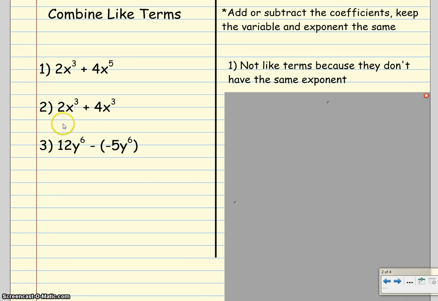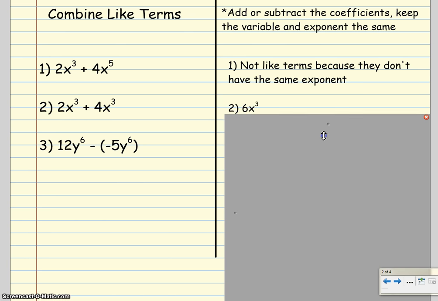Problem number 2, 2x to the third plus 4x to the third. These are like terms. They have the same variable of x, same exponent of 3, so we can combine these. So the directions say just add or subtract the coefficients. So 2 plus 4 is 6. Keep the variable and exponent the same, so we're going to have 6x to the third. Okay, keep the variable x, keep the exponent 3.